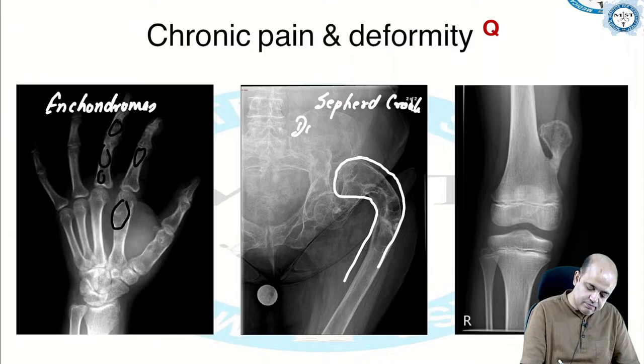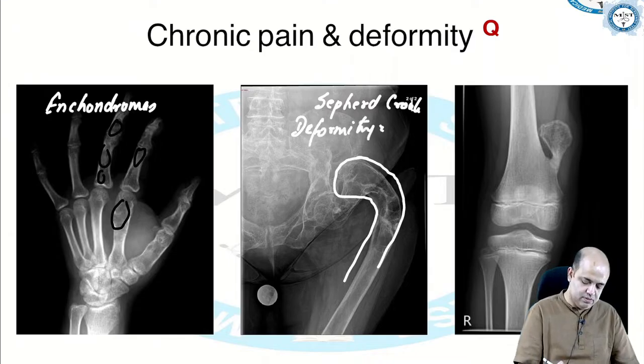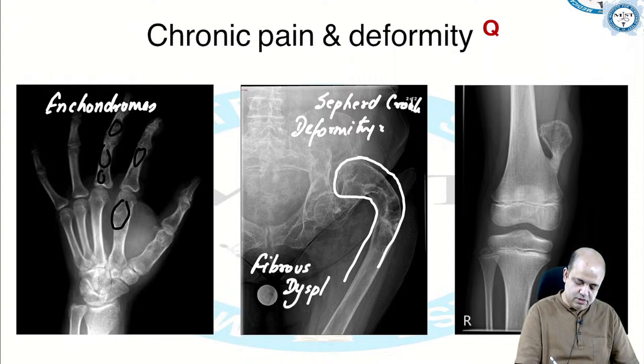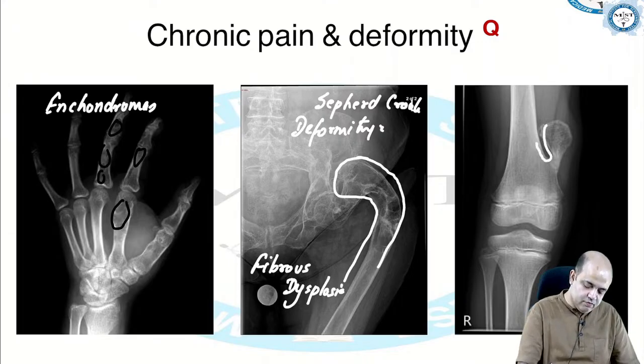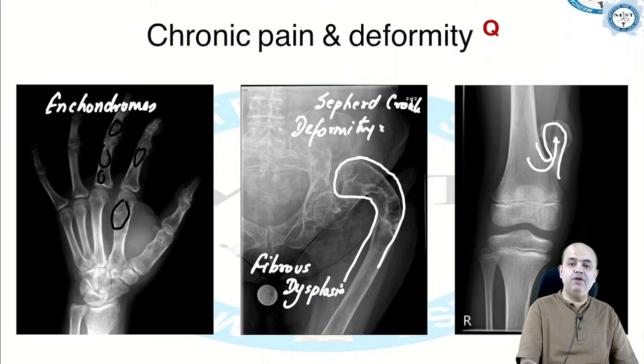Seen with the fibrous dysplasia. This is seen with the fibrous dysplasia. What do we have here? We have a cortical continuity and there is a continuity with the medullary cavity.